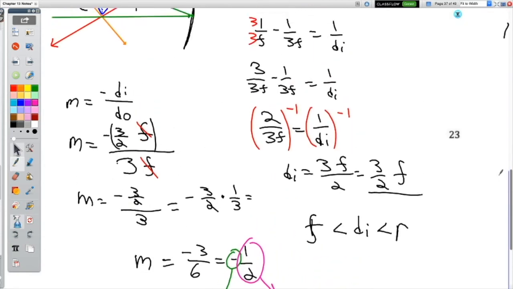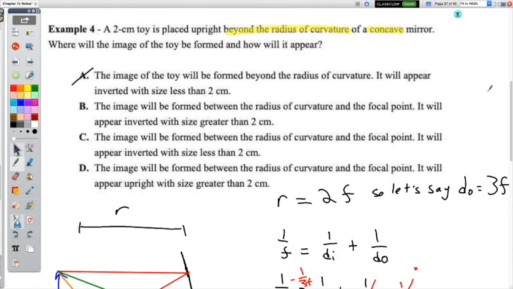Now, remember, we just made that number up, so we don't actually know how far it is beyond. All we were trying to figure out is what objects look like when they're reflected from beyond the radius of curvature. So what do we say? Diminished and inverted. So size greater, not B, appear inverted and diminished. There we go. C is our guy. D is wrong because it says enlarged.